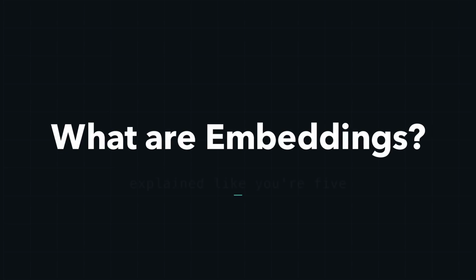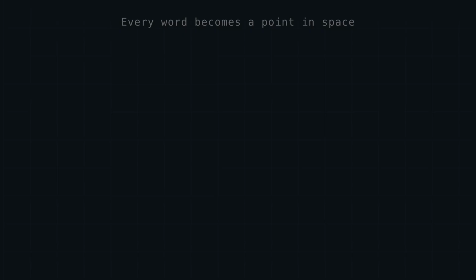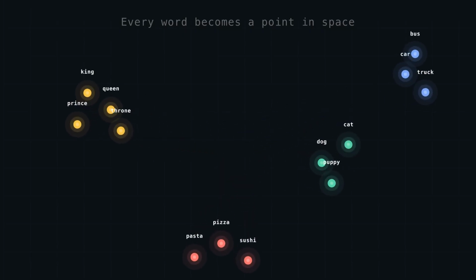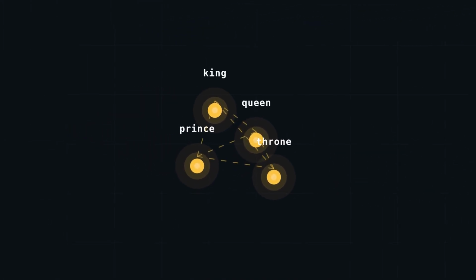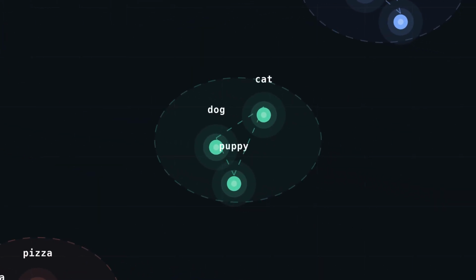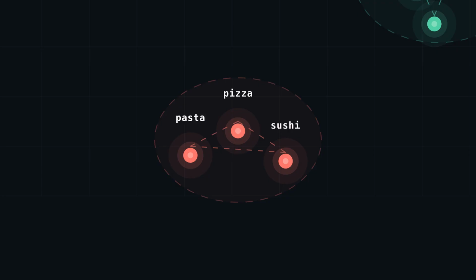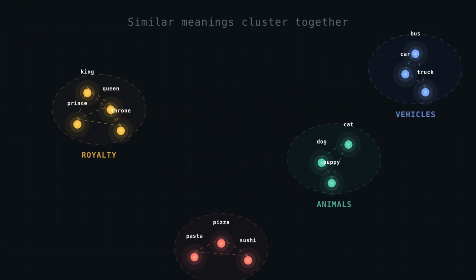Imagine every word, every sentence is a point in space. An embedding model takes every word and places it as a point in a huge multidimensional space. Words that mean similar things end up near each other. So, king and queen end up near each other. Dog and cat, right next to each other. Pizza and pasta, same neighborhood. The model figured out these relationships all on its own, just from reading tons of text.